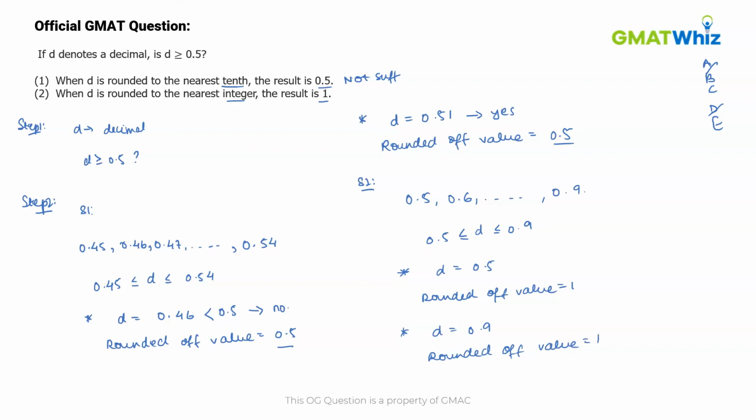So in the first case, the value of D is equal to 0.5, and in the second case, the value of D is greater than 0.5. In both cases, we can answer the question with a definite yes, that D is greater than or equal to 0.5. Since we are getting the same answer in both cases, we conclude that statement 2 is sufficient, and thus the correct answer is option B.